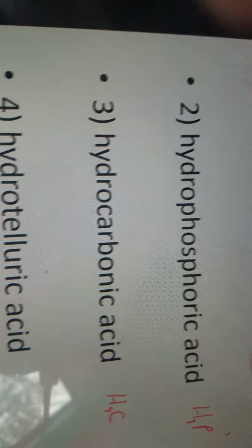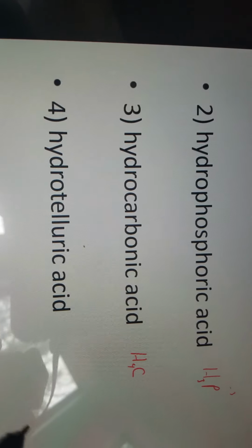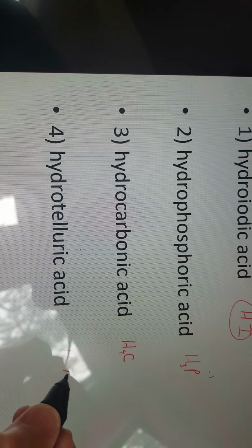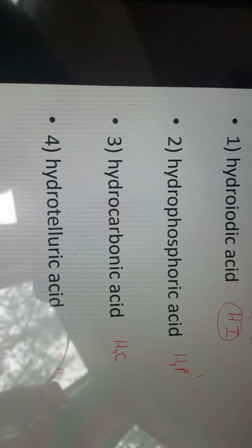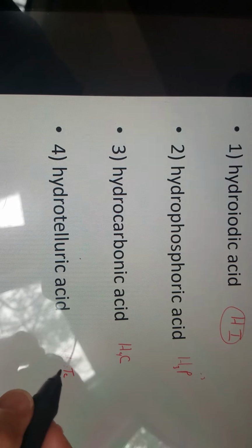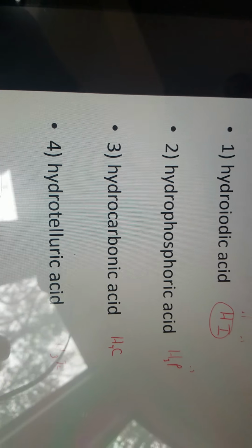And lastly, our hydrotelluric acid. You've got your hydrogen, tellurium. It's in the same column with aluminum, so you would need to have a 3 here.